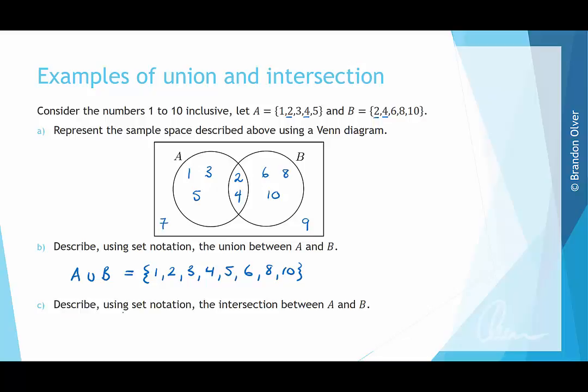For part C, we want to describe using set notation the intersection between A and B. So we remember that A intersect B is how we describe that. And this is the set of all numbers that are in both A and B. And on there, we can see for the Venn diagram, it's the overlap. So it's just the set of numbers 2 and 4.